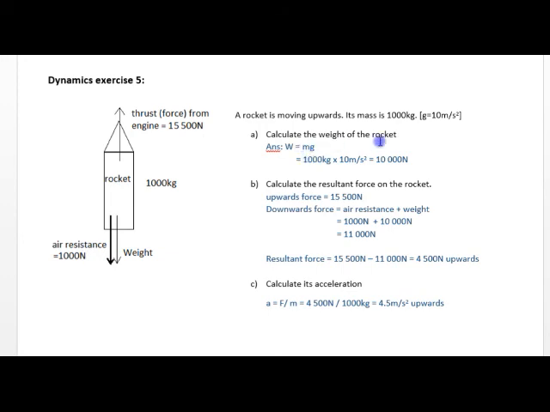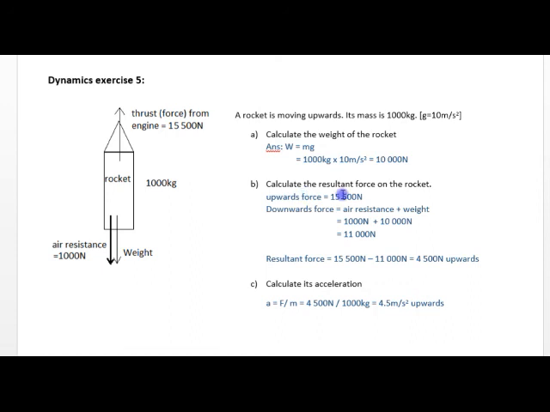Premièrement, let's calculate the weight of the rocket. Puisque sa masse est de 1000 kg, what is the force of gravity acting on it, c'est-à-dire son weight? W is equal to mg. 1000 kg fois 10, g is equal to 10. Et nous gagnons 10 000 newtons.